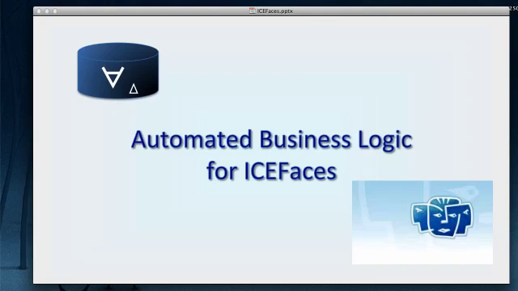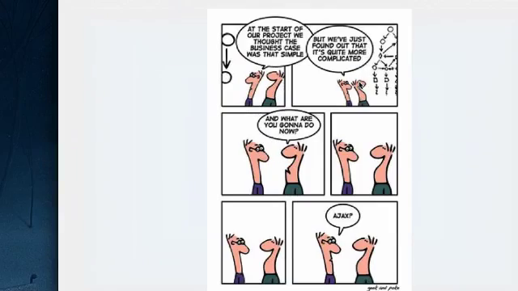Hi, welcome to this demonstration of ICEFaces with automated business logic. Geek and Poke here have encountered a problem that started off simple but became much more complex, and they can't find a technology to help them automate their problem. Ajax is probably not the answer.